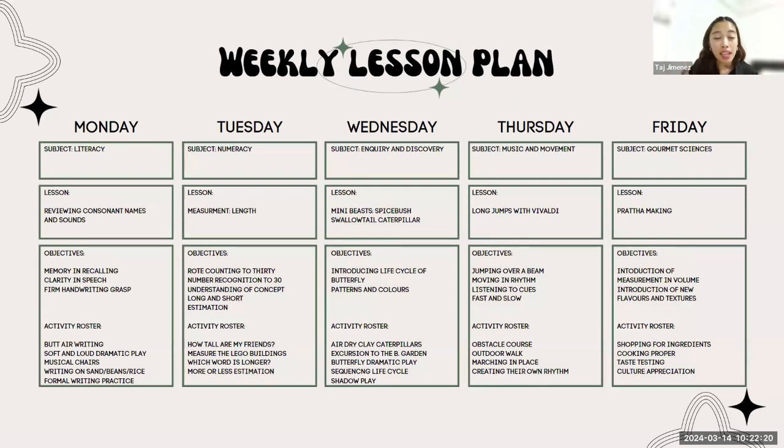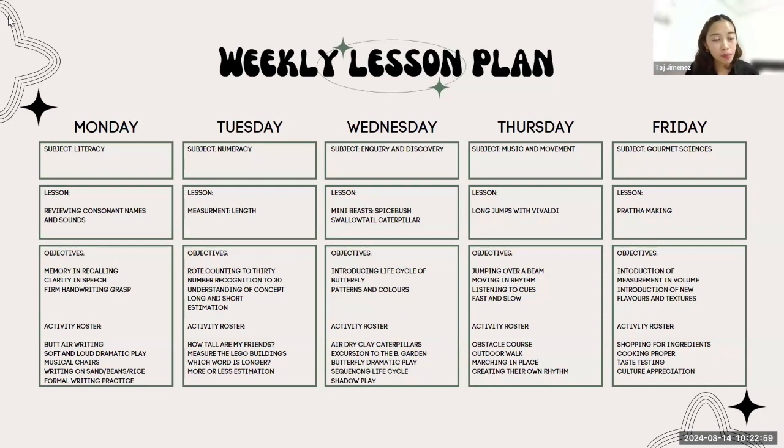As you can see, this is somewhat a copy of my lesson plan this week. These are what we actually do in a kindergarten setting for 3 to 4 year olds here in Singapore. For one whole week, we have literacy, numeracy, inquiry, that's sciences and social sciences, music and movement, and then we have gourmet, that's cooking and life skills.